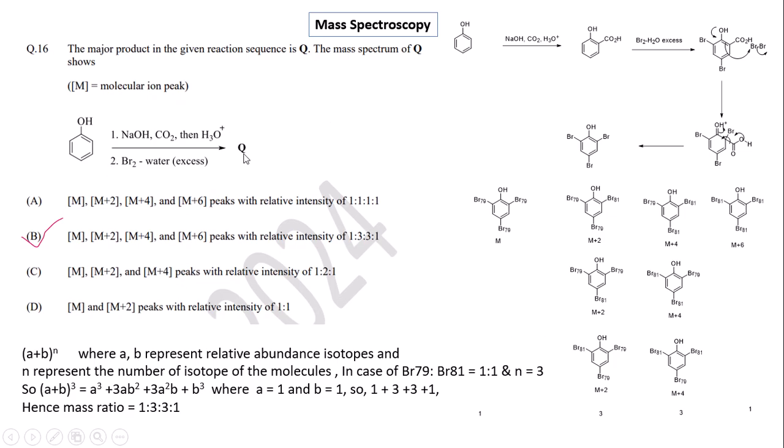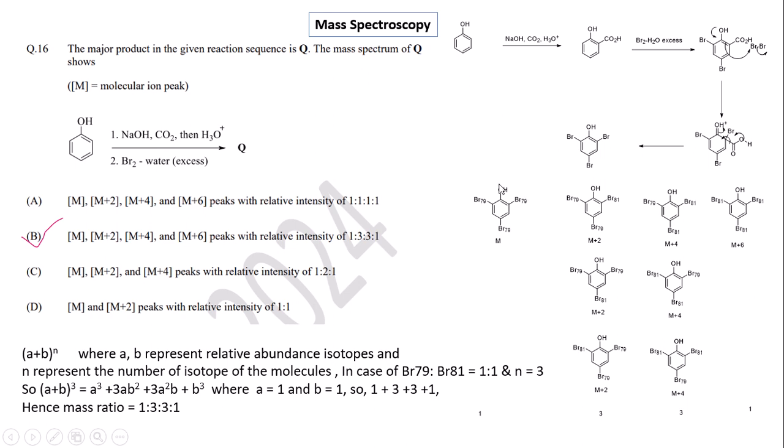Now going to the mass spectroscopic problem. Phenol in presence of sodium hydroxide and carbon dioxide undergoes the Kolbe-Schmitt reaction and gives salicylic acid as the product. And salicylic acid on treatment with bromine water produces the 2,4,6-tribromophenol compound after decarboxylation. We see that 3 bromine atoms are present on the aromatic ring, and we know that the bromine atom contains 2 isotopes, one is 79, another is 81, and they are present in 1:1 abundance in nature.